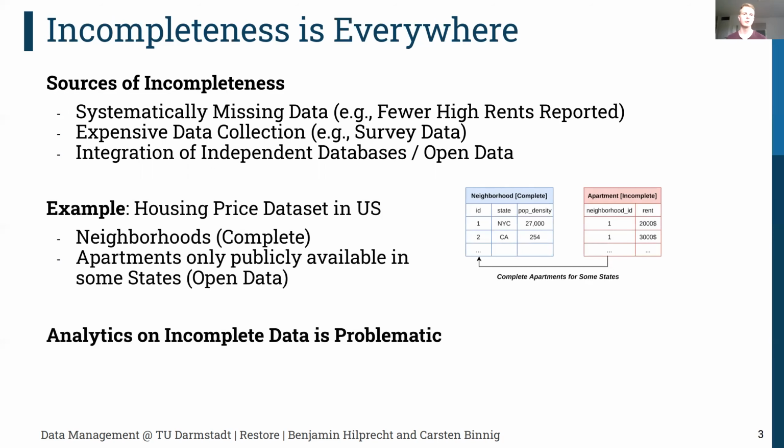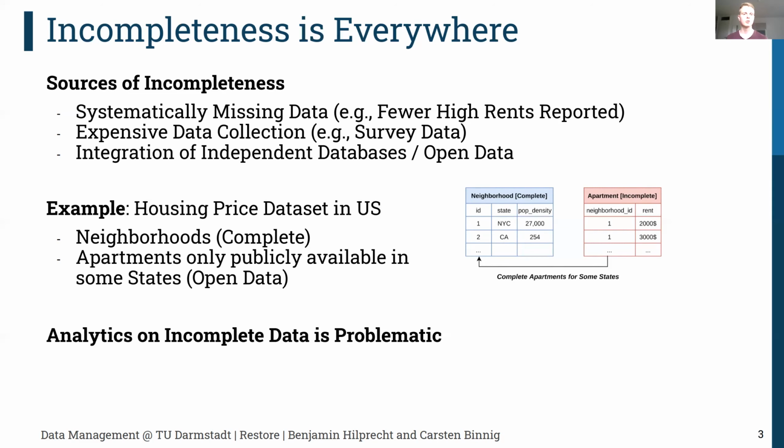In this example, we are facing a housing price data set in the US. And we first have a neighborhoods table with state and population density, and that is complete. And this can, of course, easily be obtained for the US. But if you want to gather apartments, this information might only publicly be available in some states due to open data. And that means if you just collect the publicly available information, this means that your data is partially incomplete. So there are few apartments tuples missing for some of your states, and thus you have an incomplete data set.